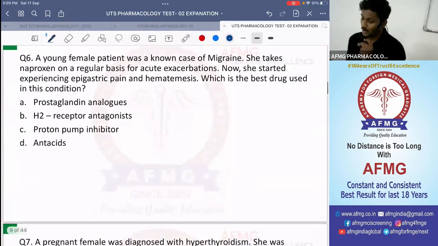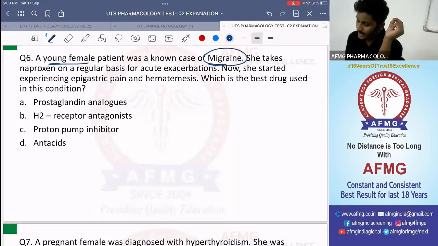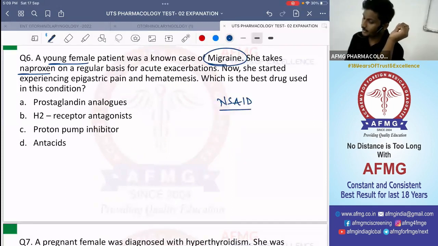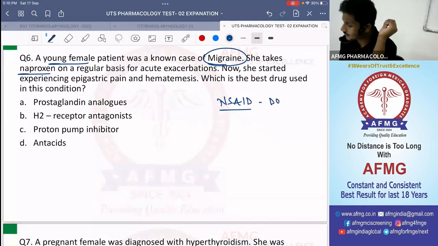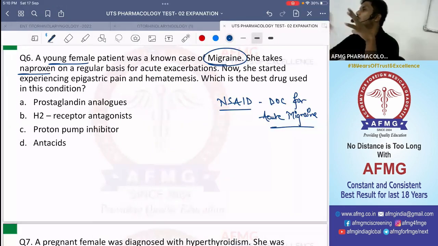Question number 6 now. A young female patient was a known case of migraine. She takes naproxen. Naproxen is which drug, anybody? NSAID. It is a non-steroidal anti-inflammatory drug. And these NSAIDs are the drug of choice for acute migraine, acute attacks of migraine. Okay? When they are mild to moderate usually. In a severe acute attack of migraine, NSAIDs would be of no use. NSAIDs will not work in such patients, okay?